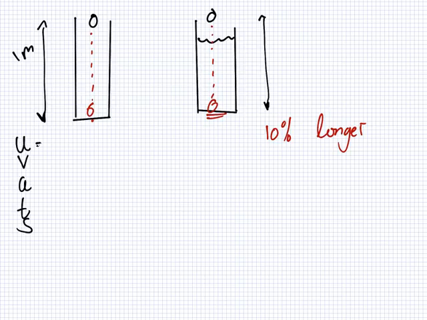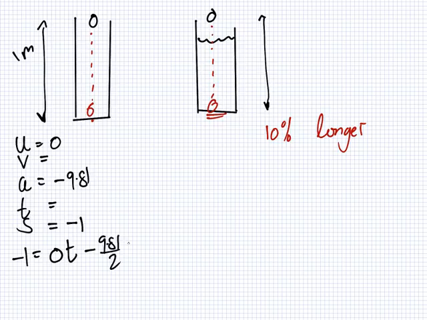U, V, A, T, S. Here. The U? 0. V? Don't know. A? 9.81. T is what we want. And S? Minus 1 then, yeah. If you want to use plus and plus, that's fine. And which formula will give me the T here? B equals? That's the one, yes. S equals U T plus a half A T squared.